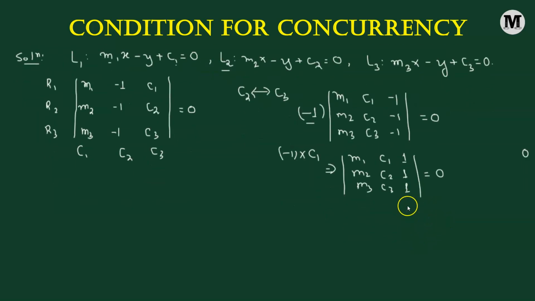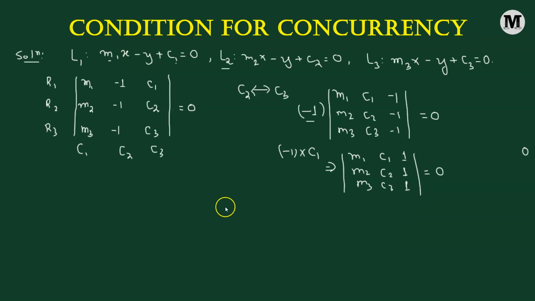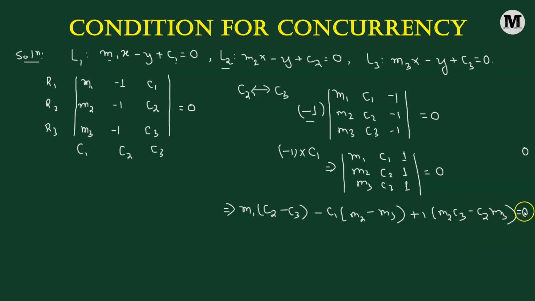So now we can expand this determinant. Expanding is a very simple task. This is going to give us m1 multiplied to c2 minus c3, minus c1 multiplied to m2 minus m3. Then we have plus 1 multiplied to m2 c3 minus c2 m3. That's going to be equal to 0.